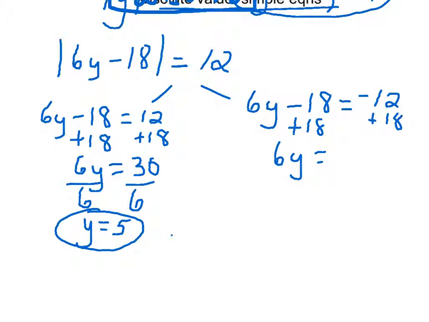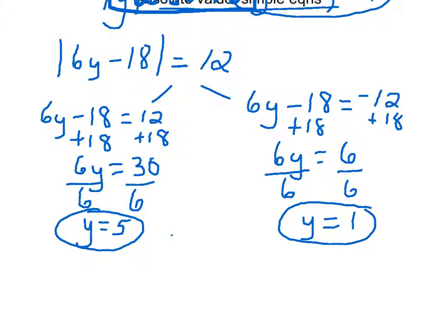Negative 12 plus 18 is going to give us a positive 6. And then we divide by 6. So y equals 1. And you can double check your answers. If you're not feeling like, oh, this is right, plug 5 back into the original. So the original equation is 6 times 5 minus 18.